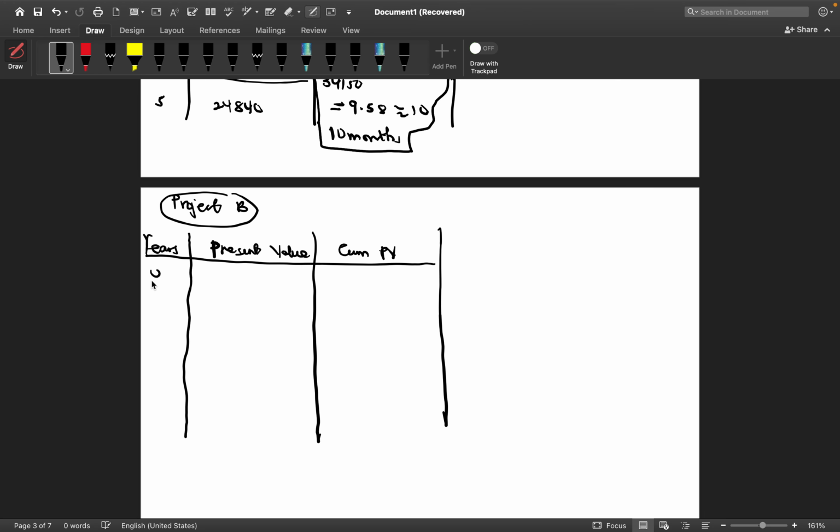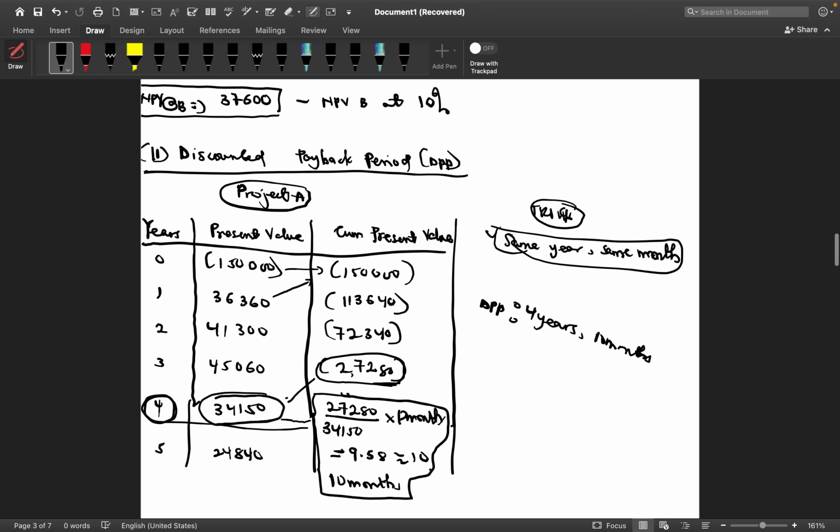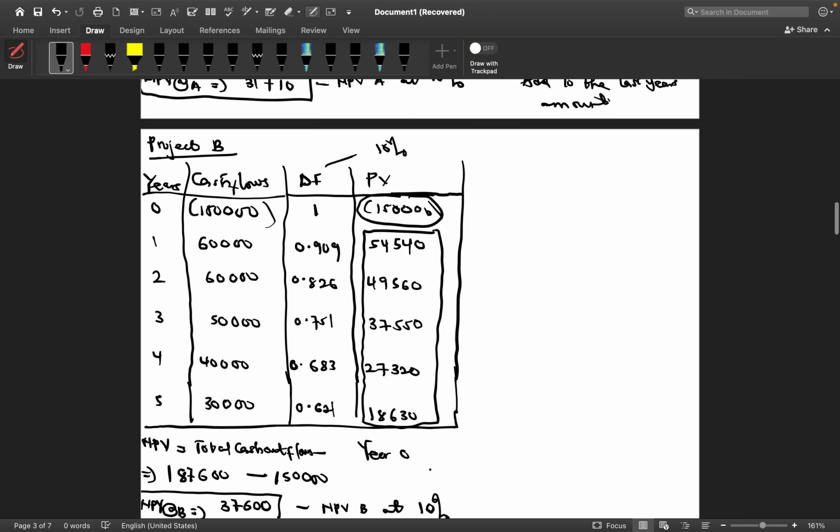So I have year 0, year 1, year 2, year 3, year 4, year 5. So with the discounted payback period for project B, I'll go and pick the present values for project B. So this is the present value for project B, this one. So I'll pick this one down there. Let me write it.